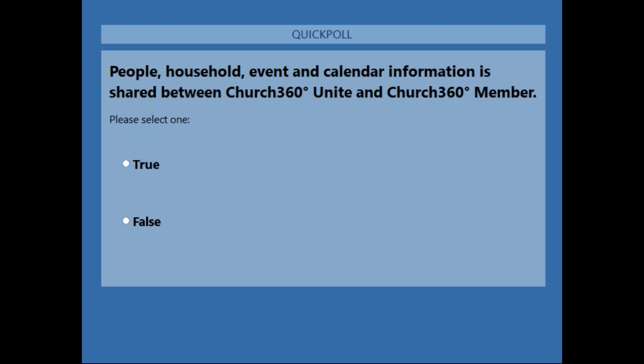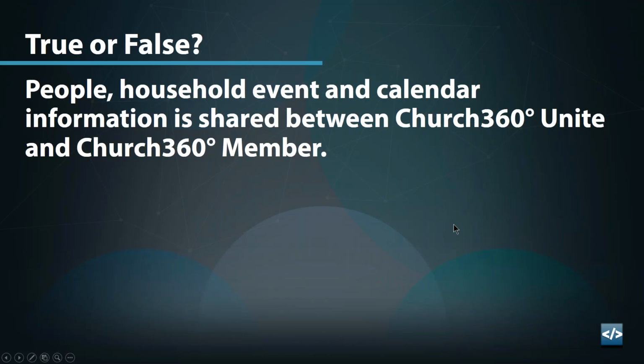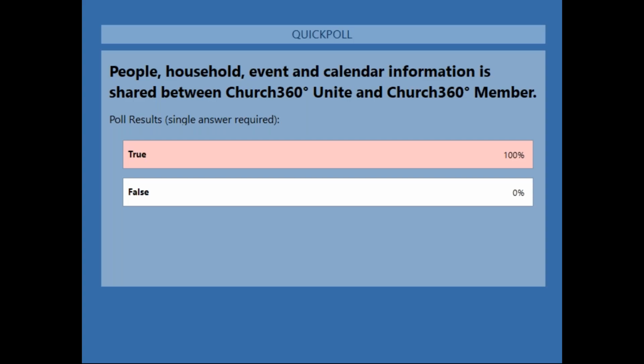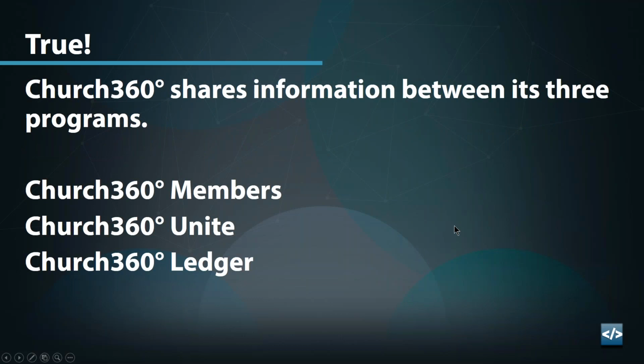Okay, it looks like everybody has had a chance to vote. So I'll close the poll and share the results. We were unanimous in our decision. We said 100% of the people said it's true. So I'm going to go ahead and hide the results and show the answer. Of course, the answer is true. Church360 shares information between its 3 programs, Church360 members, Church360 Unite, and Church360 Ledger.